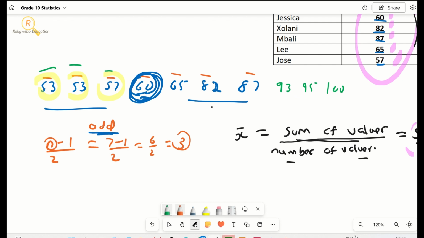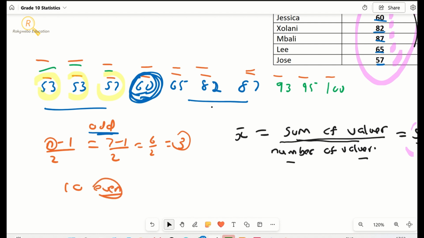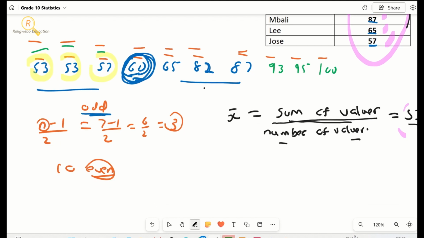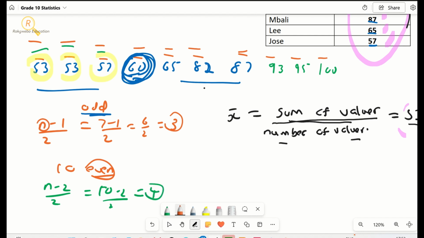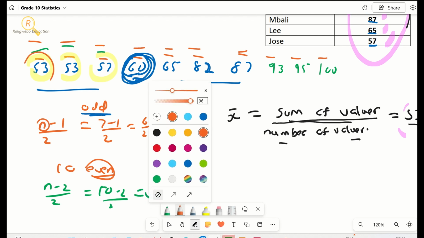Ne? So let's see how many values we have. 1, 2, 3, 4, 5, 6, 7, 8, 9, 10 values. Ne? 10. It's even. It means that you're going to have a couple of median values. Then we're going to use our formula to count. N minus 2 over 2 equals 10 minus 2 over 2. This will give you an answer of 4. It means that you count 4 times before you get to the couple. 1, 2, 3, 4. Then the next values will be the couple.